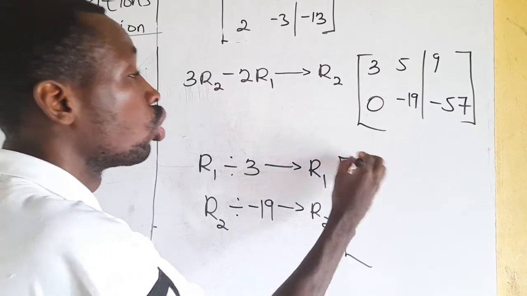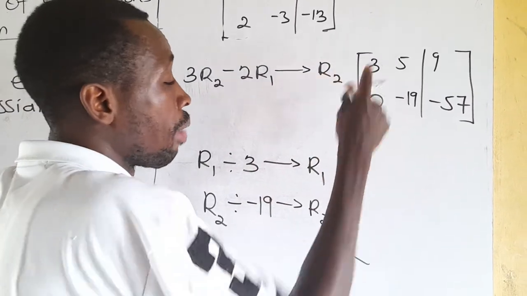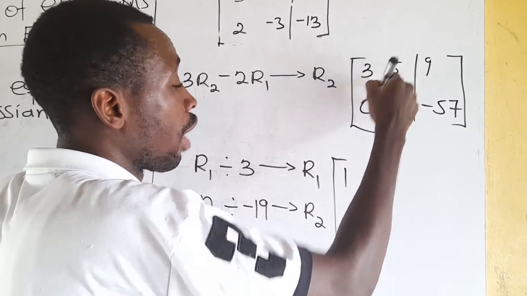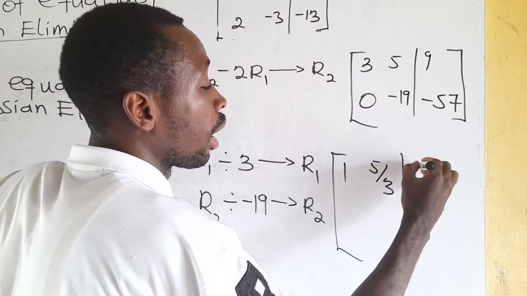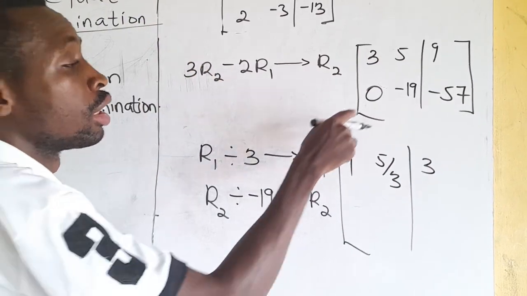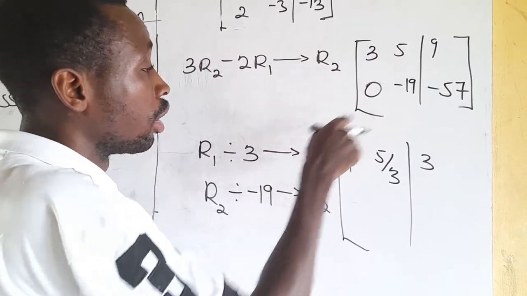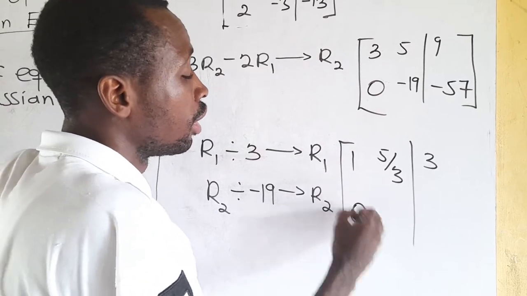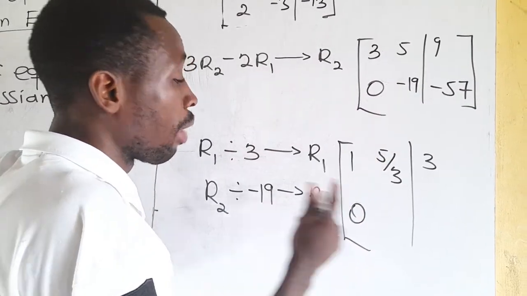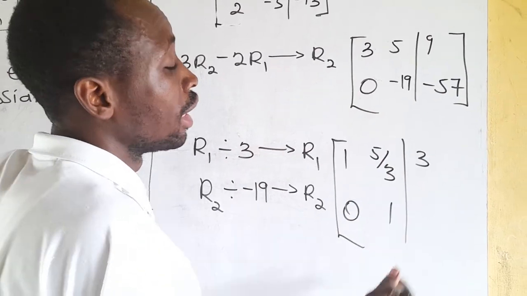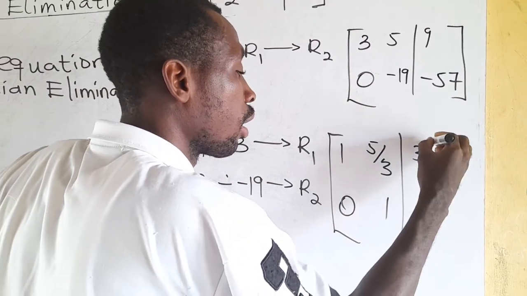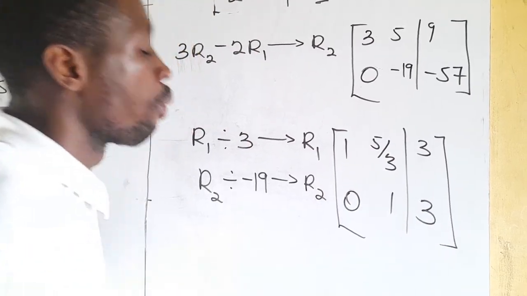Then we do it for the entries. So 3 divided by 3 will be 1. 5 divided by 3 will be 5 over 3. Then 9 divided by 3 will be 3. 0 divided by negative 19 will be 0. Then negative 19 divided by negative 19 will be 1. Then negative 57 divided by negative 19 will be 3. I hope you get that.